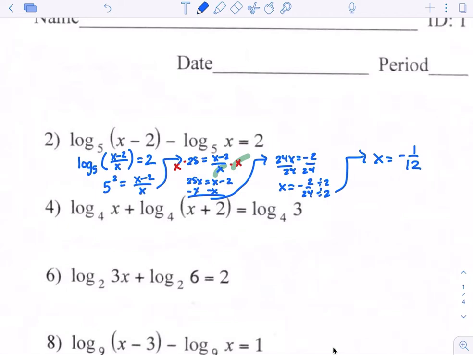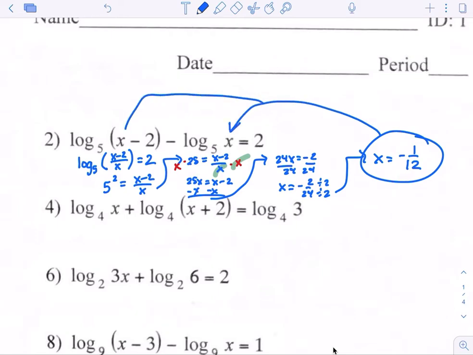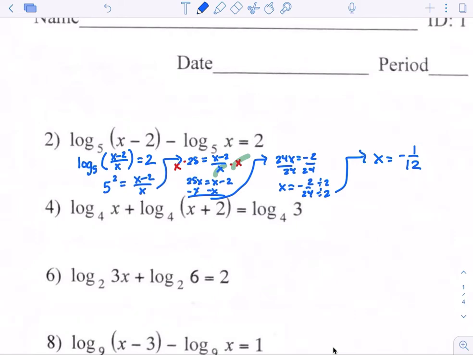And notice, if you plug this negative into here or into here, you're going to get negatives on the inside. So this is going to be no solution.